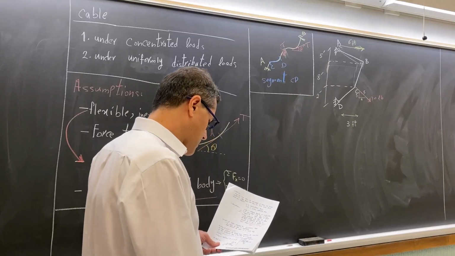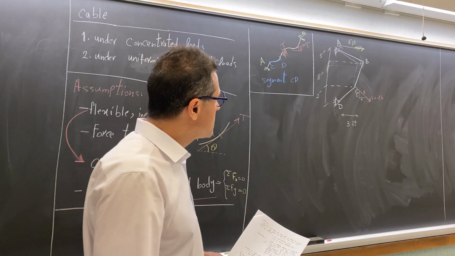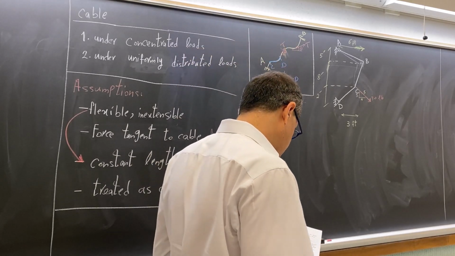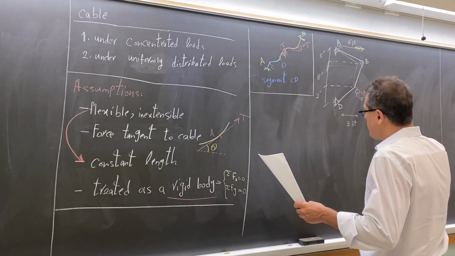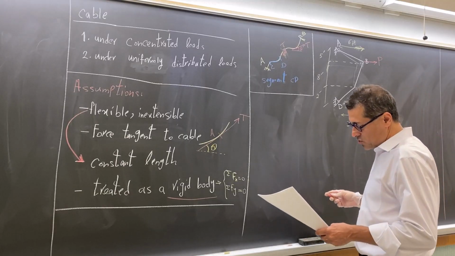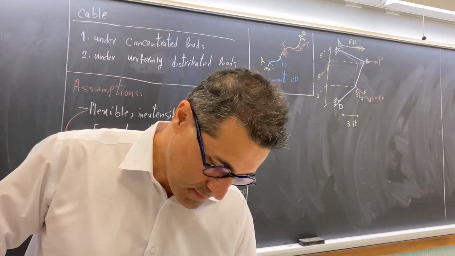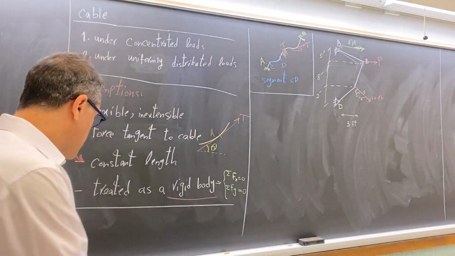Okay, so now you have the location for point A, B, C, D. These are the given data. So basically there is a cable. It is extended from A to B and then from B to C, from C to D. We have a load 30 pounds here. We have a horizontal load, which is shown by P. This data is given. So any questions so far?